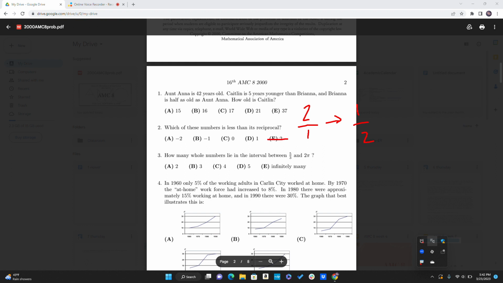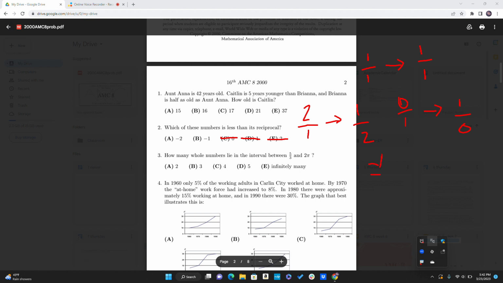D, 1 over 1. Reciprocal, switch numerator and denominator, still 1 over 1. So it's the same. It doesn't change. It's not greater than or less than. C, 0 is the same as 0 over 1. Reciprocal becomes 1 over 0. Anything over 0, if there's a 0 in the denominator of a fraction, that is undefined. It's not a real number, right? So if 0 is on the bottom, that's not a number, so it doesn't work.